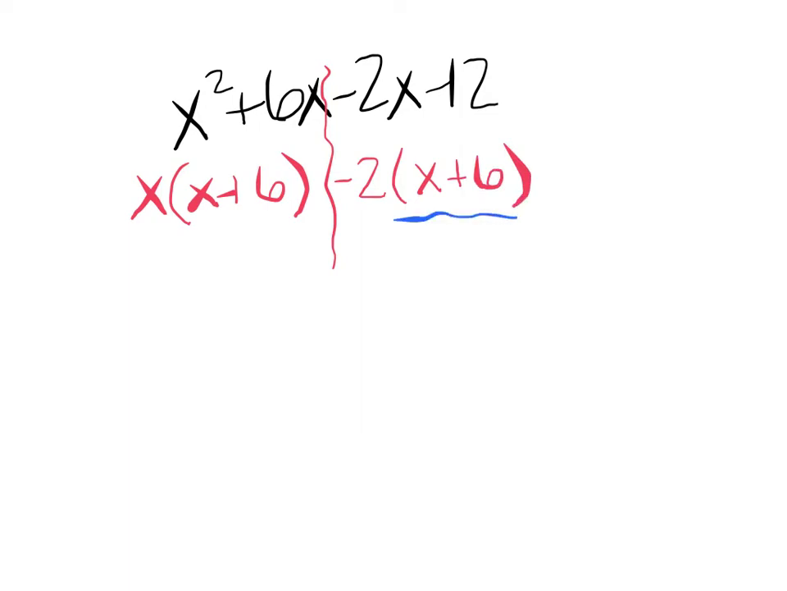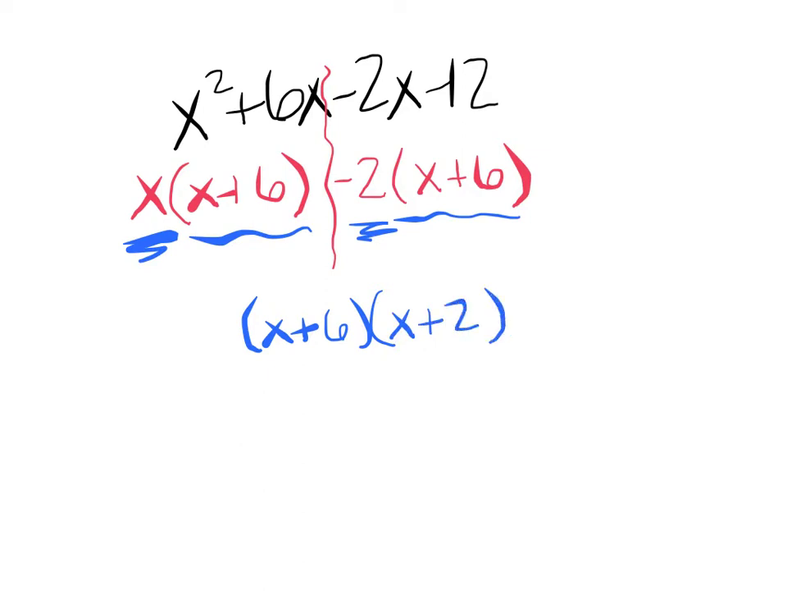So what's the same? X plus 6. What's left over? X minus 2. And we have our factored form. Factored by grouping. Oops, minus 2. My bad.